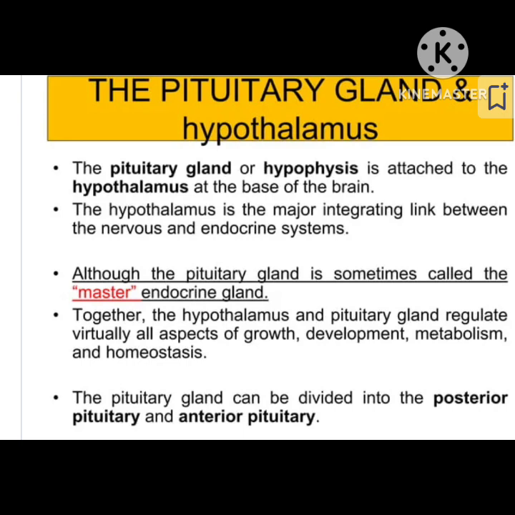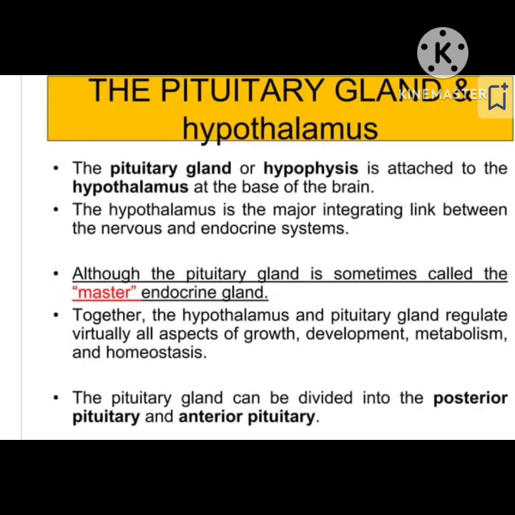Next, first we will discuss the pituitary gland. The pituitary gland is also known as the hypophysis, and it is attached to the hypothalamus at the base of the brain. It is also called the master gland. The pituitary gland can be divided into posterior and anterior pituitary. The hypothalamus and pituitary gland regulate virtually all aspects of growth, development, and metabolism. Now we'll discuss the functions of the pituitary gland.